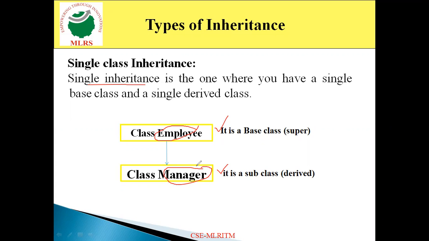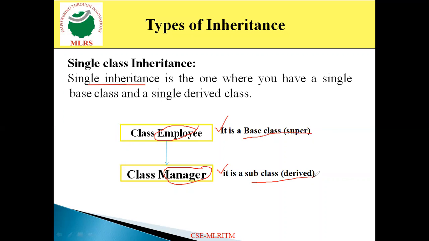When one class is deriving from one more class, we can simply call that inheritance, or single inheritance. There is only one base class and only one derived class. We can also call the base class a super class, and we can also call the derived class a subclass.